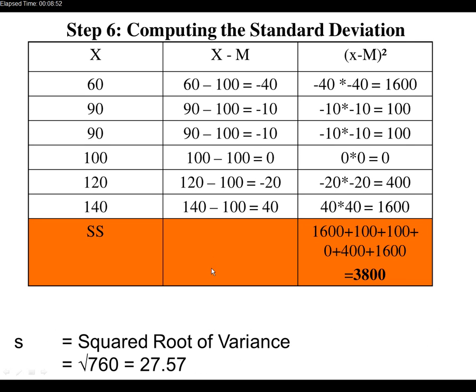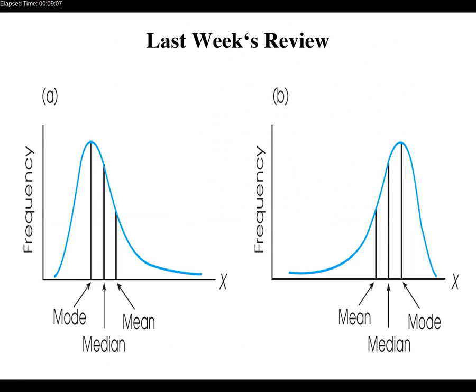Popping over to the next one, here comes the standard deviation. It is the square root of the variance, the square root of 760, which we obtained in the last screen, equals 27.57. That's the standard deviation. And just remember, positively and negatively skewed distributions are going to have the mean and the median and the mode in different places.